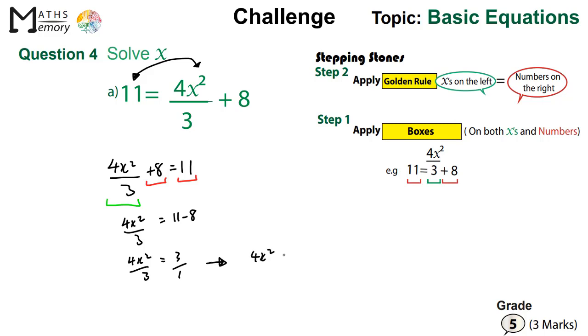4x squared times 1, which is 4x squared, will equal 3 times 3, which is 9. X squared equals 9 over 4. So x would be the square root of 9 over 4, and x would simply be square root 9, square root 4 separately, 3 over 2. It could be the minus version as well, but at this stage, we'll keep it simple as 3 over 2 as a top heavy, or you could say 1.5 as a decimal. It doesn't really make a difference what we do. That's a grade 5.